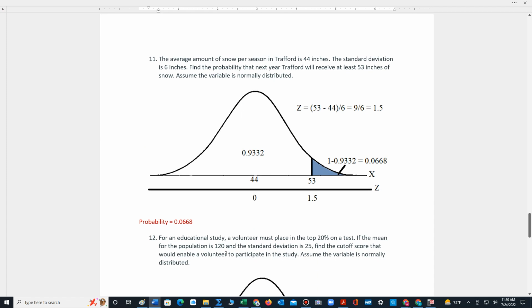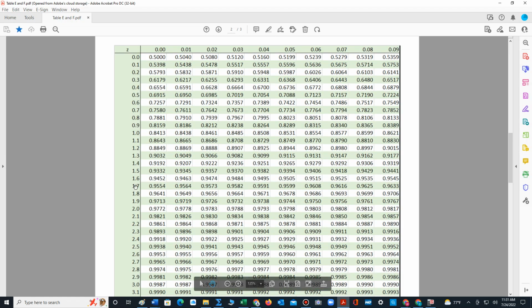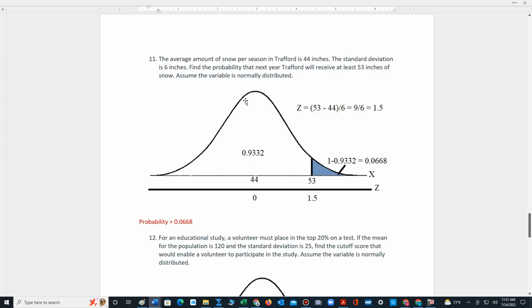For number 11, similar problem, but now it's saying that the amount of snow is at least 53 inches. So that means we shade to the right and we have to find this area. Once again, we calculate our z value. So 53 minus 44 over standard deviation of 6. 9 over 6 is 1.5. We look up 1.5 to get 0.9332. That's the area to the left, but we want the area to the right, so it's 1 minus 0.9332. The answer is 0.0668.